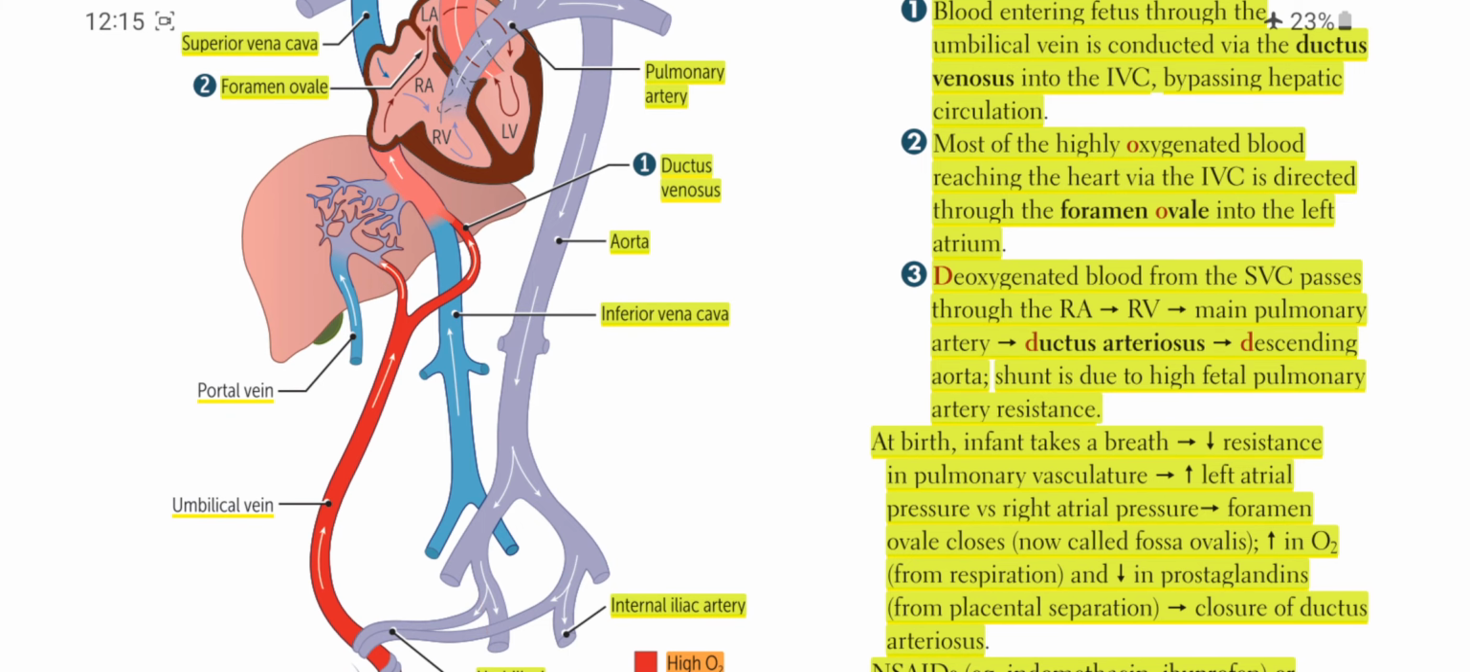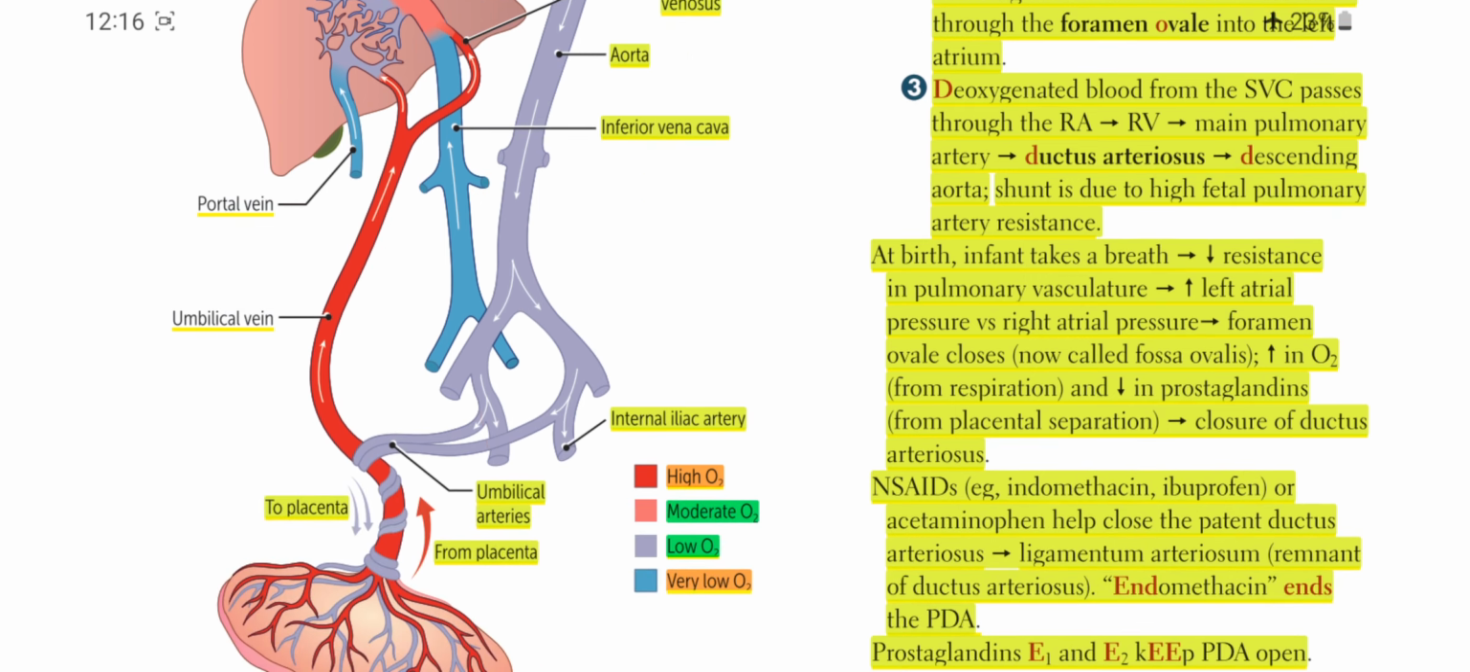Okay, at birth, infant takes a breath, due to which that will decrease resistance in pulmonary vasculature, increase left atrial pressure versus right atrial pressure. So the foramen ovale will close, right? After that, that will be called fossa ovalis. Increase in oxygen from respiration and decrease in prostaglandins from placenta separation would lead to closure of ductus arteriosus.